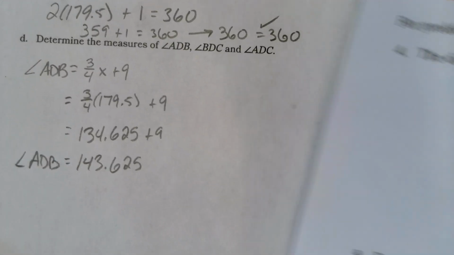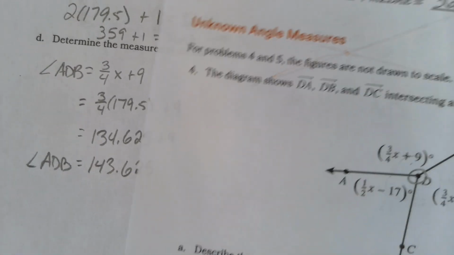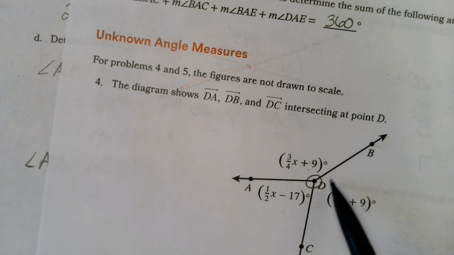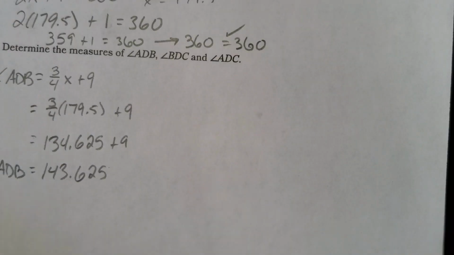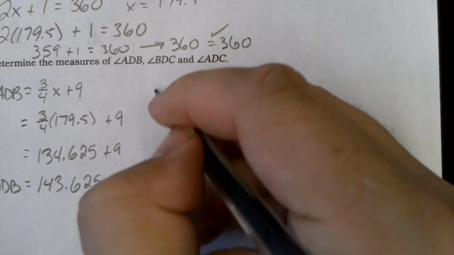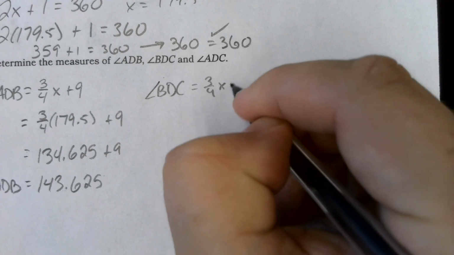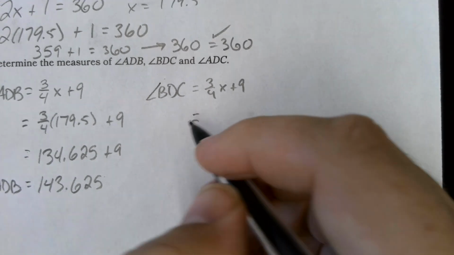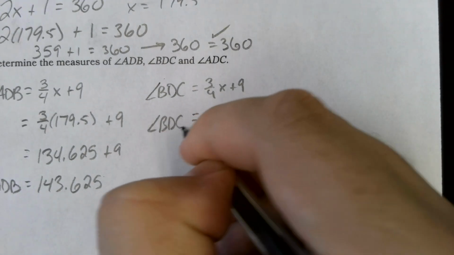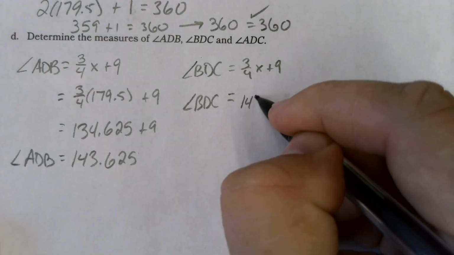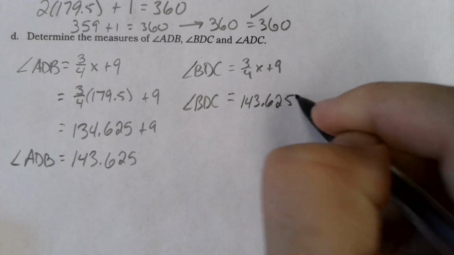If we look, we notice that we have another angle that is exactly the same, BDC, which is the next angle it wants us to find. Angle BDC is 3/4 x plus 9, and we just figured that out. We figured out angle ADB, which is the same as BDC, so 143.625.